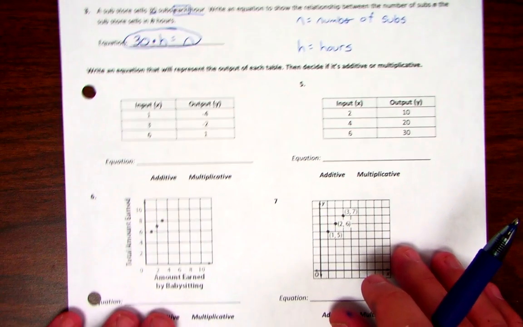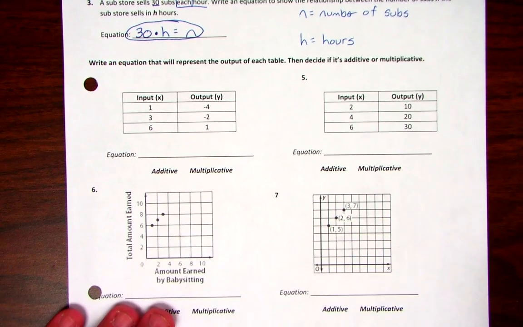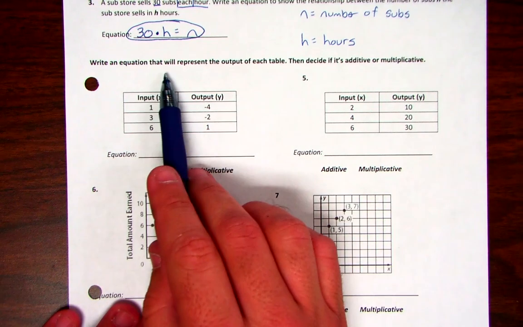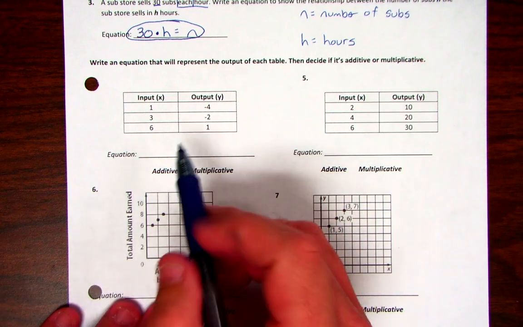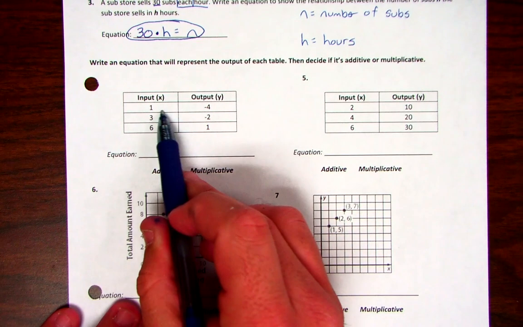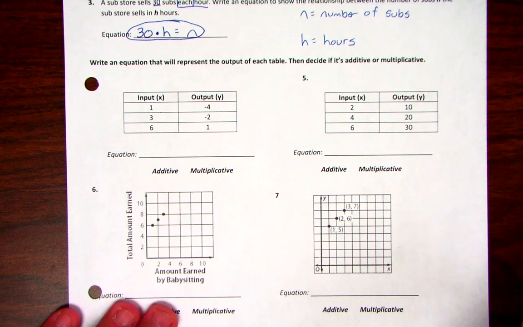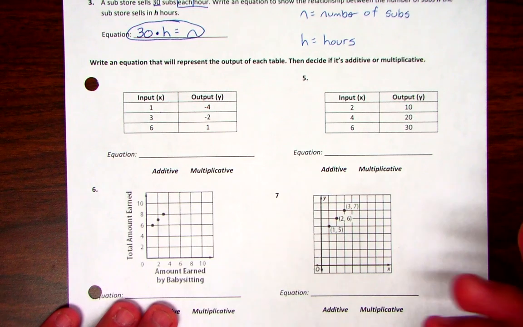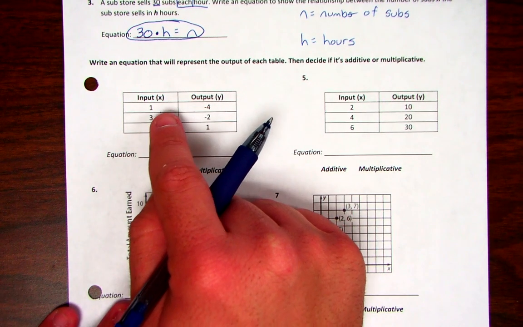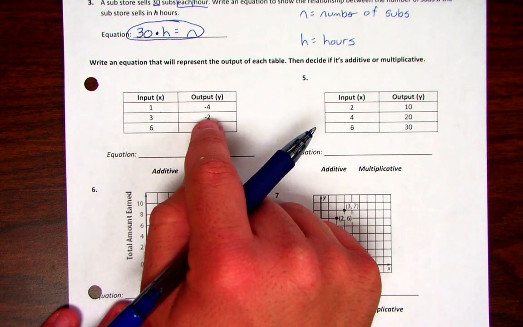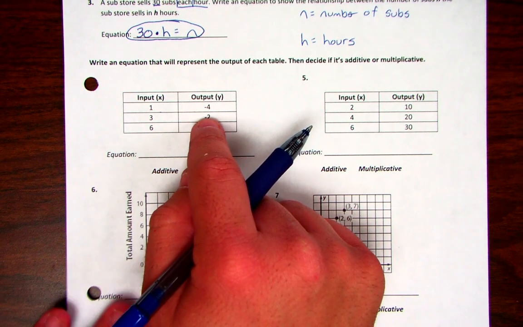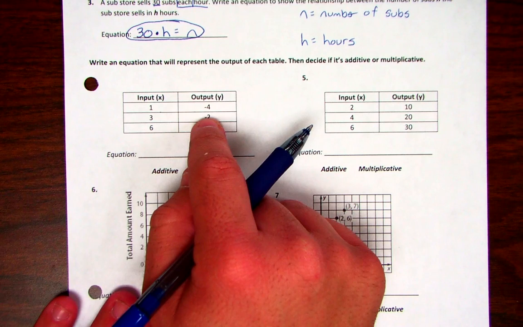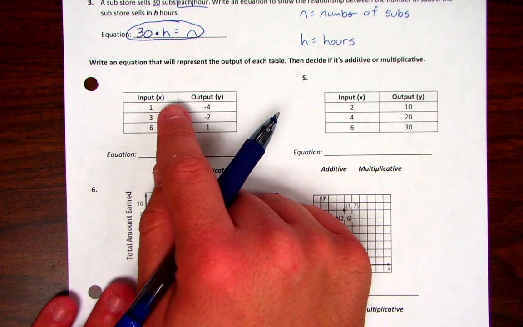This next part is on your test. Write an equation that will represent the output for each table, then decide if it's additive or multiplicative. Well, to get from 1 to -4, some of you are going to say, well, you multiply by -4. Well, 1 times -4 is -4. 3 times -4, does that equal -2? Well, no, it doesn't. So you can't multiply by -4. What about if we subtracted 1?